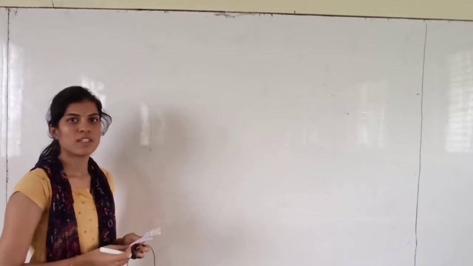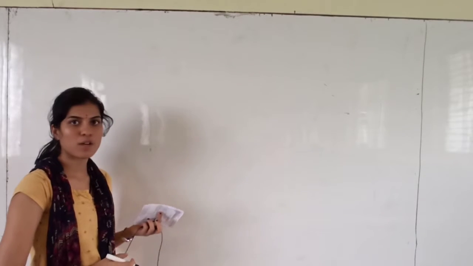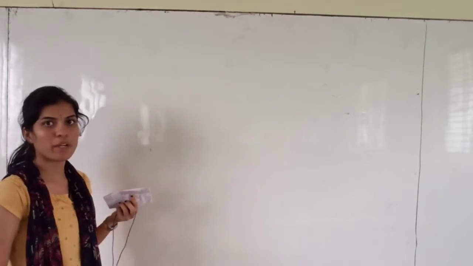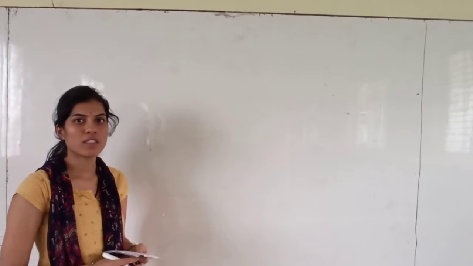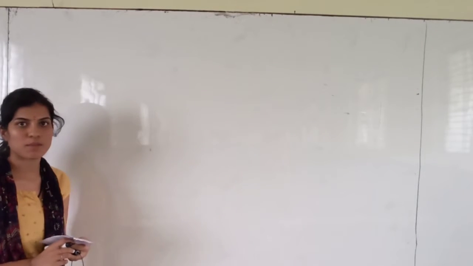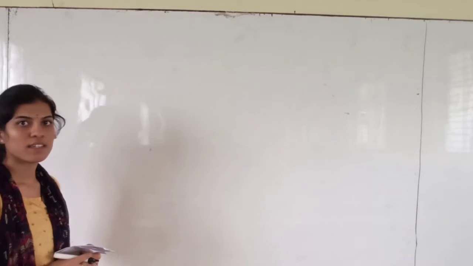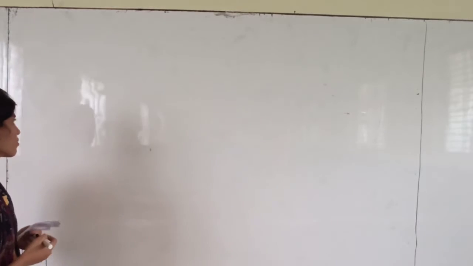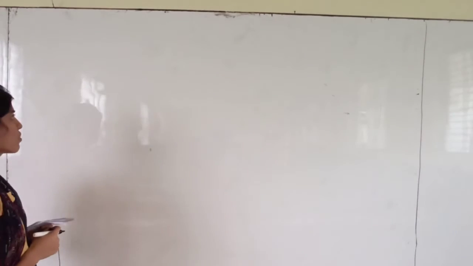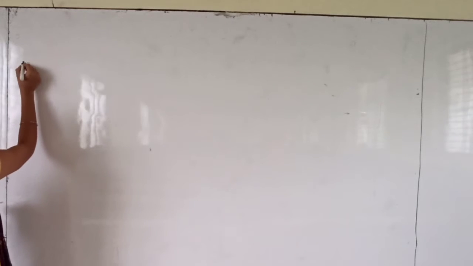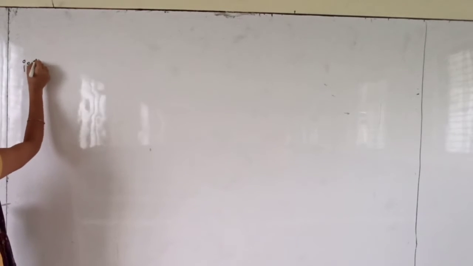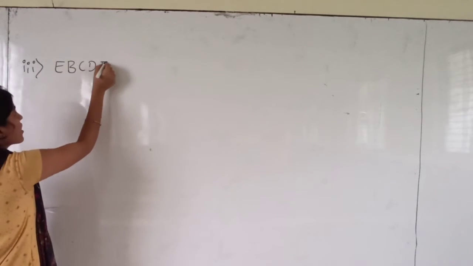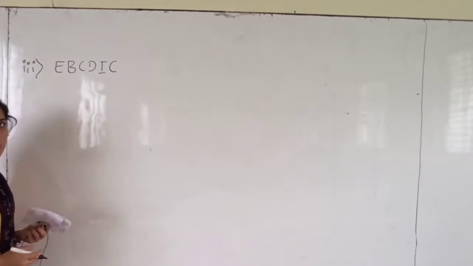Good afternoon. In the last session we studied binary subtraction using the 1's complement and 2's complement methods, along with some computer coding systems, that is BCD and Excess-3 BCD code. In addition to these, there are two more computer coding systems. The third one is EBCDIC code and the last one is ASCII code.